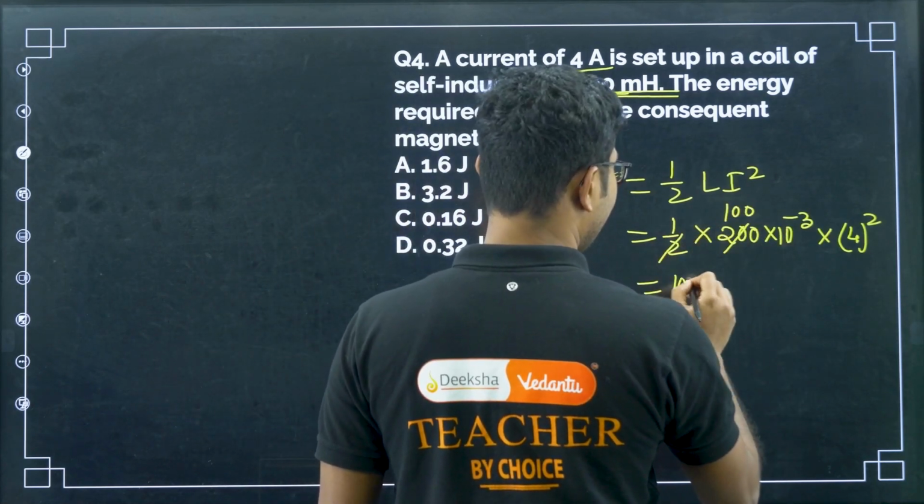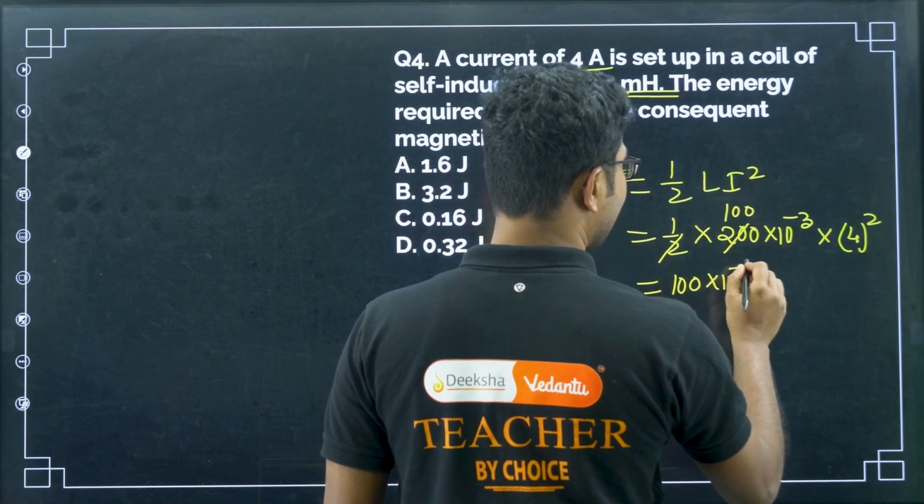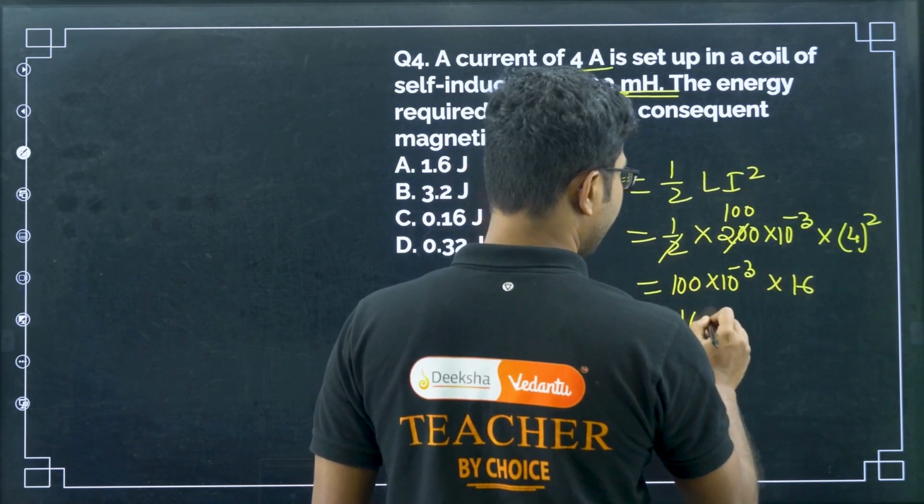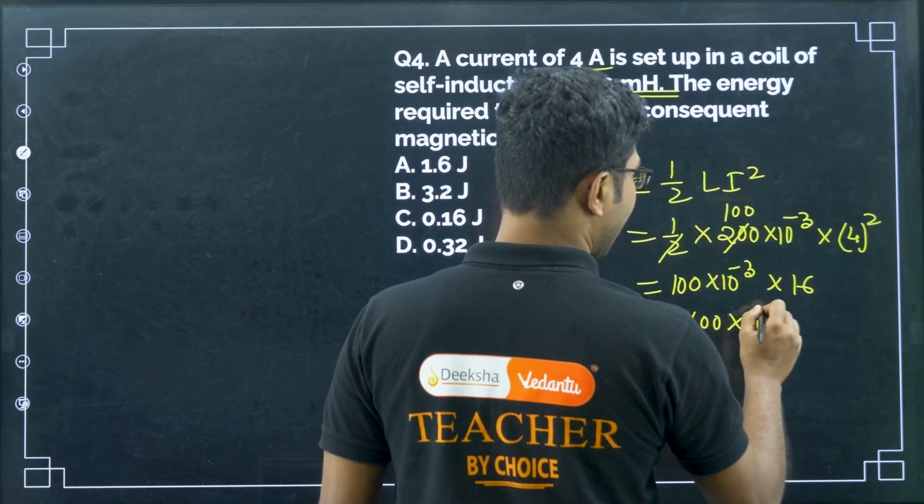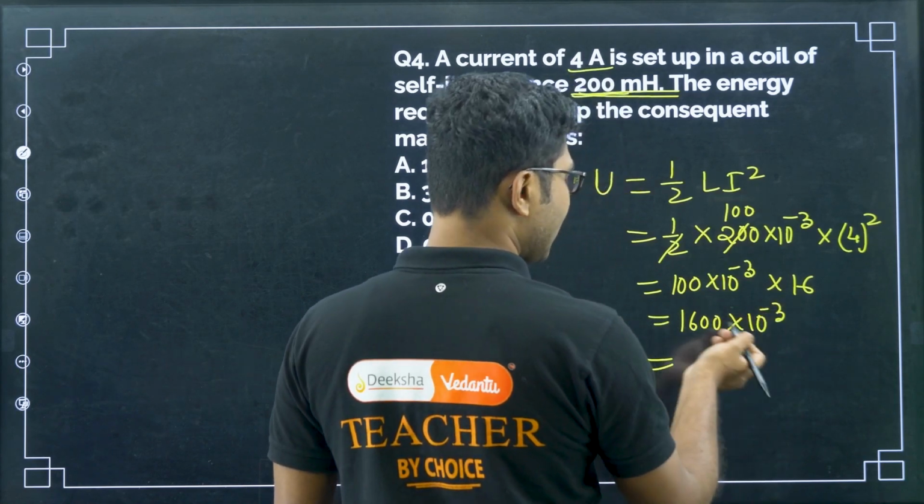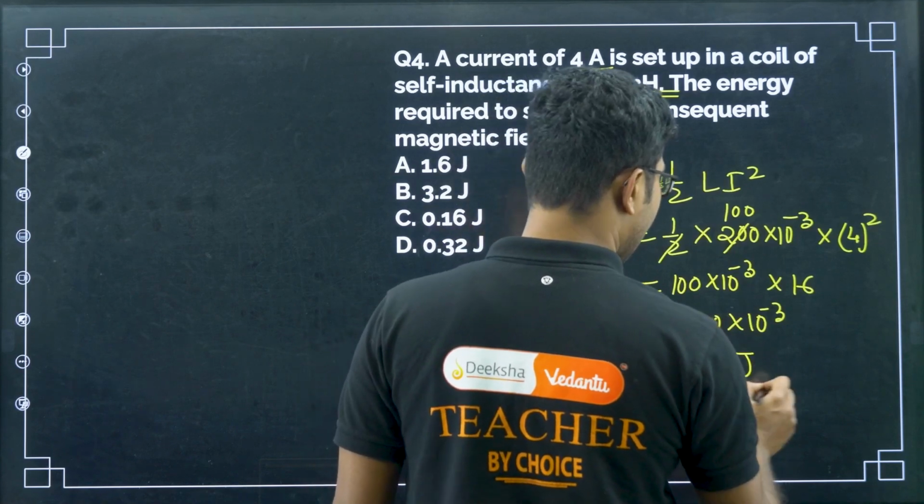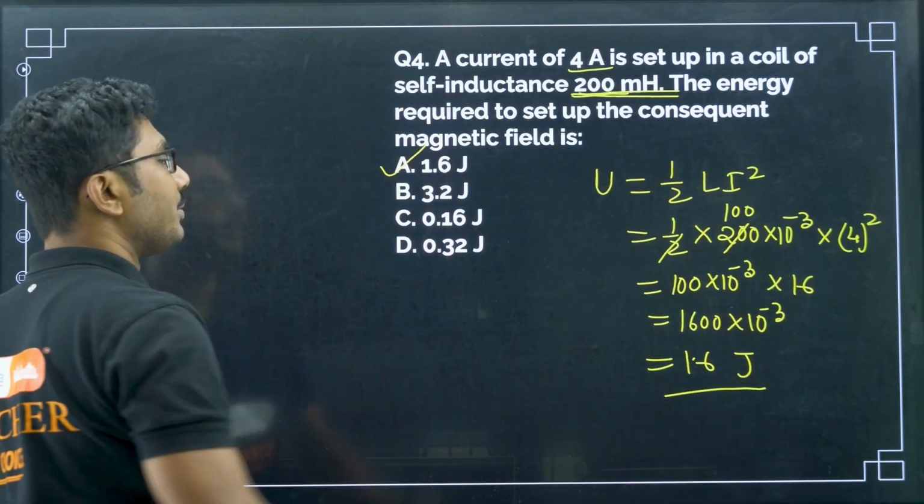So, 100 times 10 to the power of minus 3 times 16. So, it will be 1600 times 10 to the power of minus 3. So, 3 decimals we have to consider. So, 1.6 joules should be the answer.